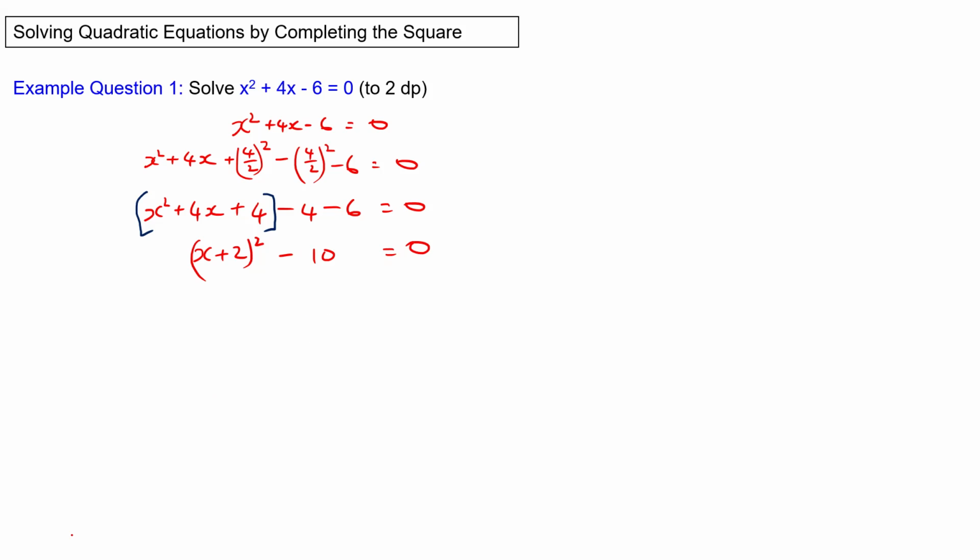I'm going to take that minus 10, float it over the equal sign. So it's minus 10 here, crosses the equal sign, becomes plus 10. So we have x plus 2 squared is equal to 10. And now I'm going to take the square root on both sides.